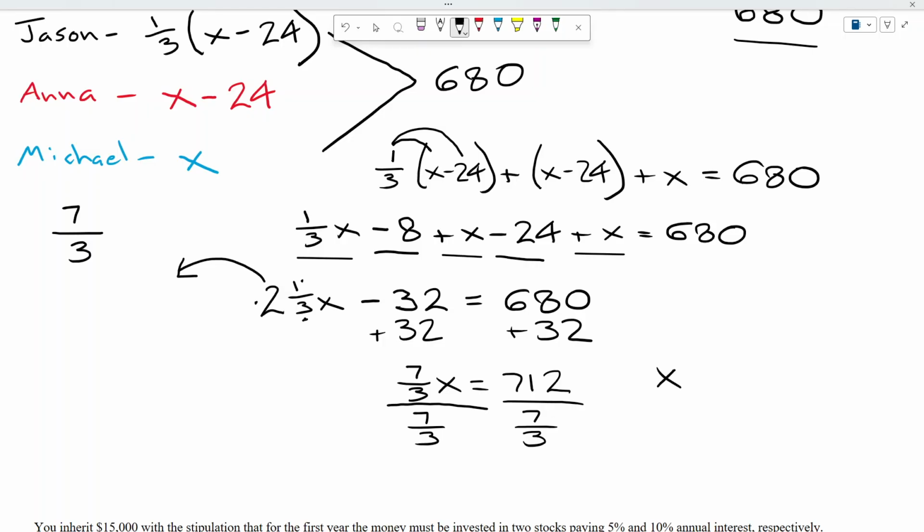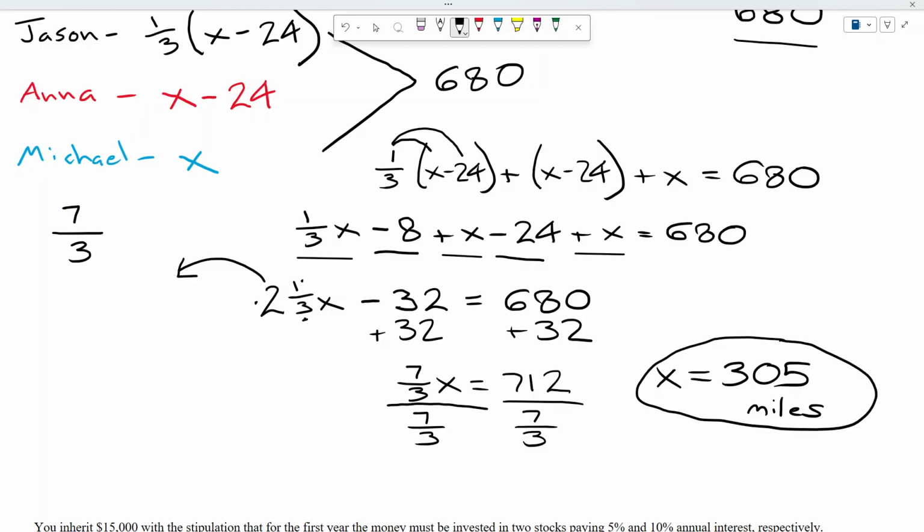And when we do that, x comes out to, should be 305, and this will be in miles as our unit, 305 miles, and I think it came out to just slightly above, so we're rounding off to the nearest mile. So 305 miles, that is how many miles that Michael drove in this case.